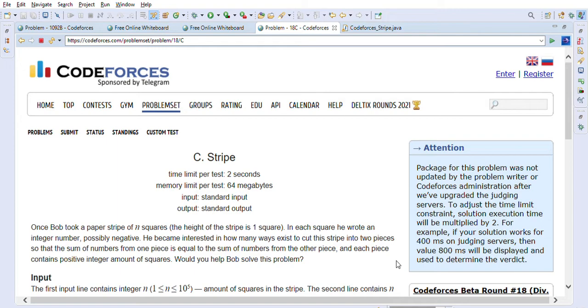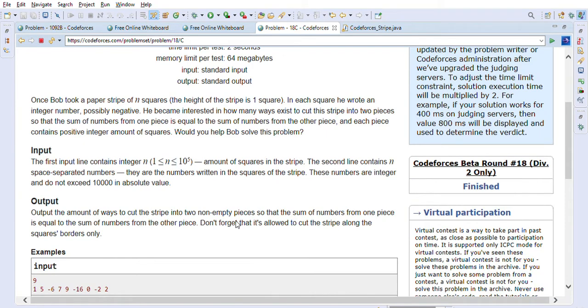So let's go through the problem statement of the Stripe problem. Once Bob took a paper stripe of n squares, the height of the stripe is 1 square. In each square, he wrote an integer number, possibly negative. He became interested in how many ways exist to cut this stripe into two pieces so that the sum of numbers from one piece is equal to the sum of numbers from the other piece, and each piece contains a positive integer amount of squares. Would you help Bob solve this problem?